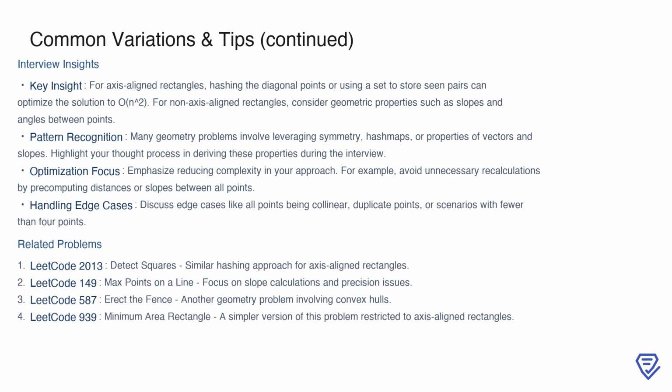Now, let's focus on some insights that can help you during interviews. For axis-aligned rectangles, a key optimization involves hashing the diagonal points or using a set to store seen pairs. This can reduce the complexity to n squared. For the more general case of rotated rectangles, geometric properties like slopes and angles between points become essential. Recognizing patterns is also vital. Many geometry problems, including this one, benefit from leveraging concepts like symmetry, hash maps, vector properties, or slope calculations. It's important to articulate your thought process during the interview to demonstrate how you arrive at these insights.